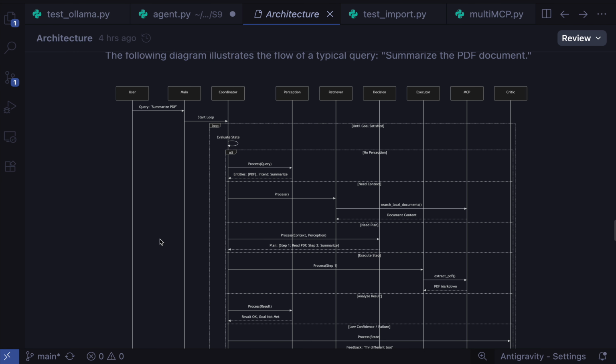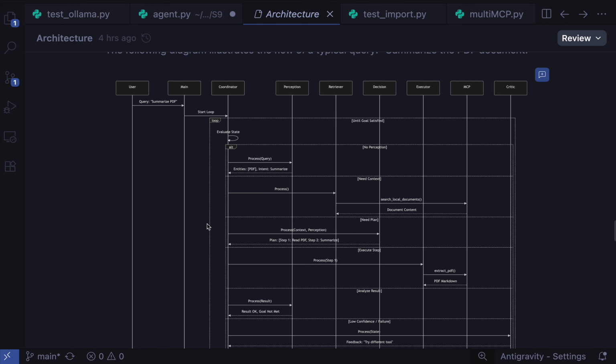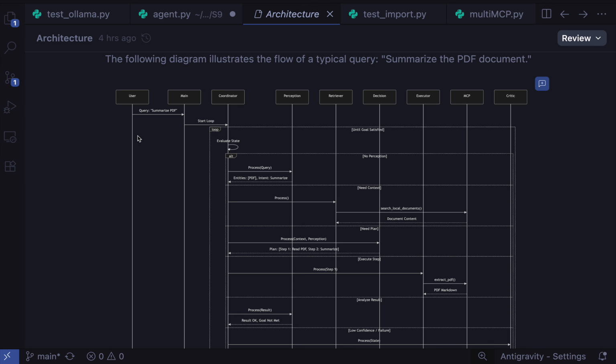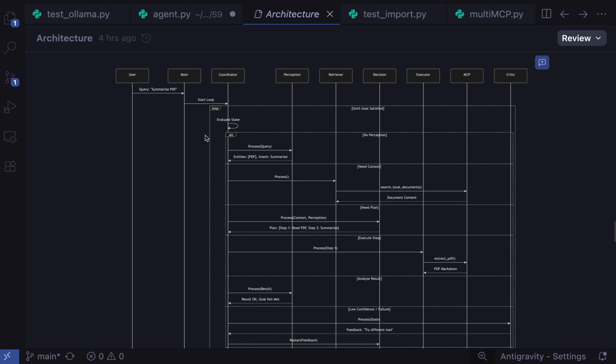This is basically how the data is flowing. This is a slightly complex graph, but it's fairly understandable. The user writes the query, and main.py takes it, where the coordinator agent is. The coordinator passes it to the perception. If you see here, perception also goes to the retriever. It gets the context, and then perception passes it to the decision.